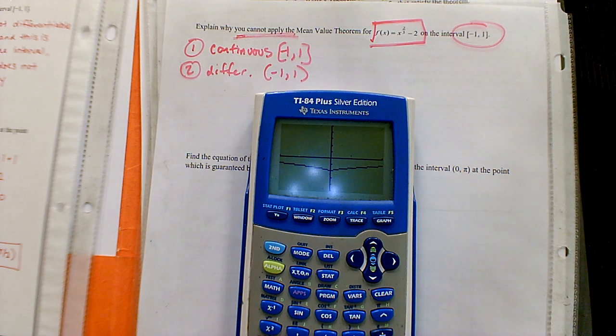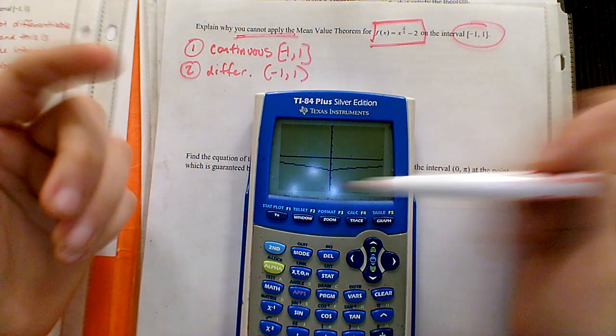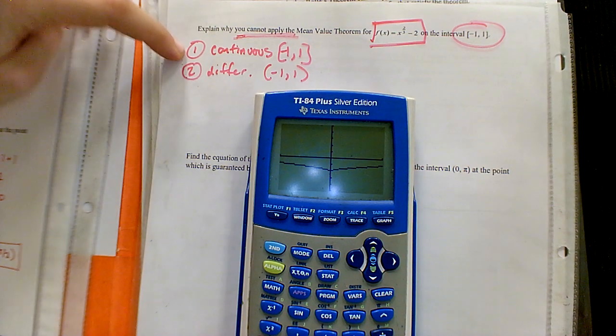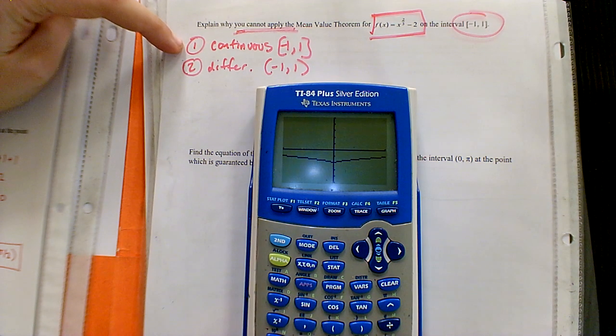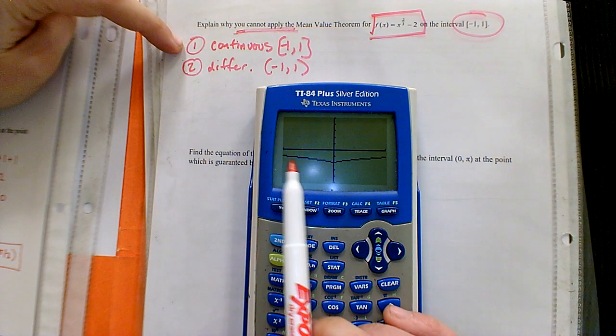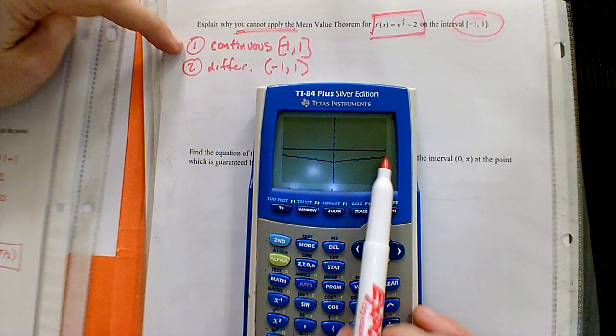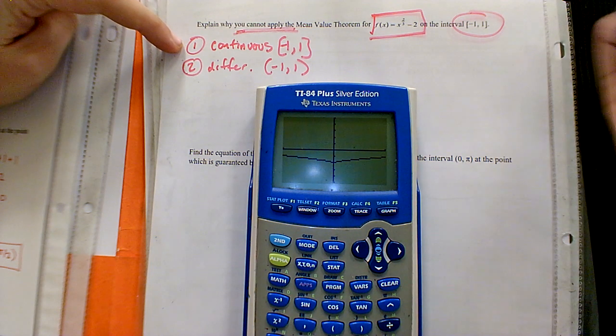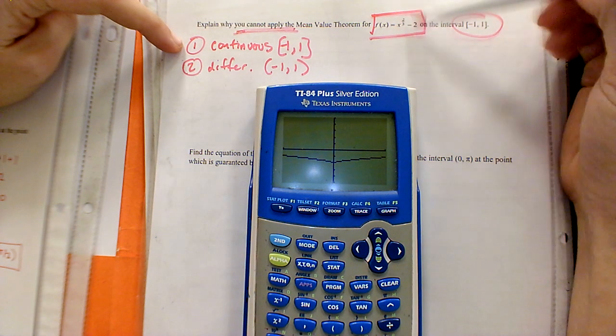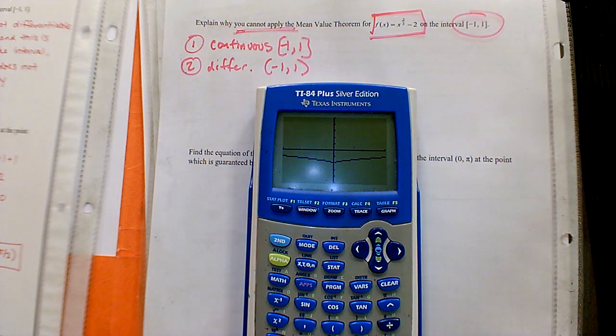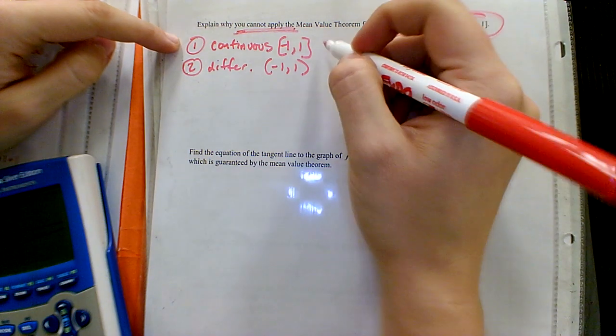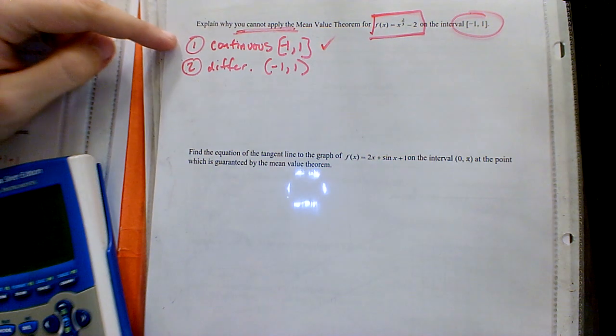All right, now we can manipulate the window to change what this shape looks like, but for this first criteria, continuity, do we have any holes, jumps, or asymptotes? Definitely not. Since this wasn't even a fraction to begin with, we can rule out any of those possibilities, because we know some things can go wrong for fractions. So we know we're continuous on the closed interval.